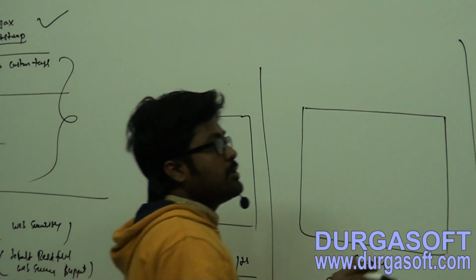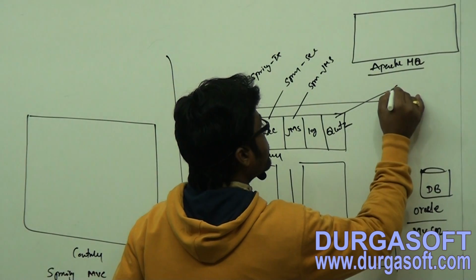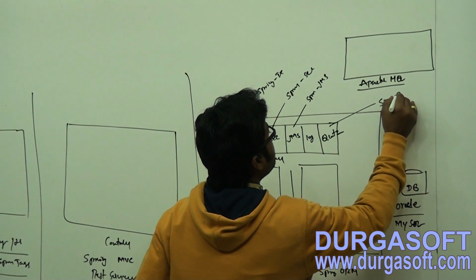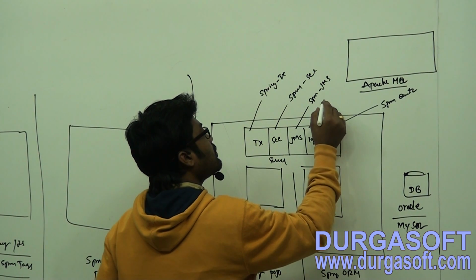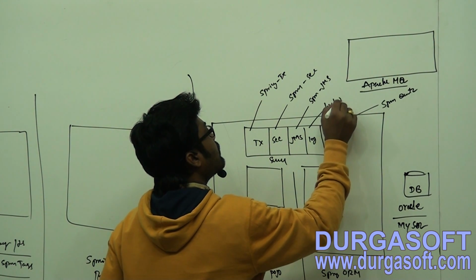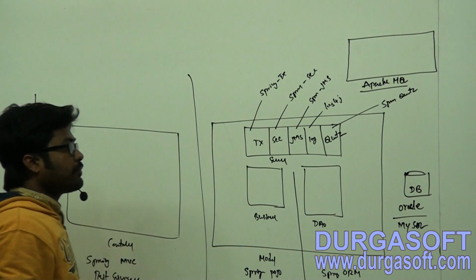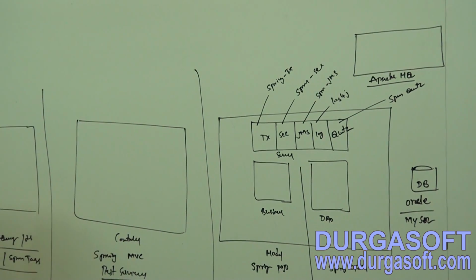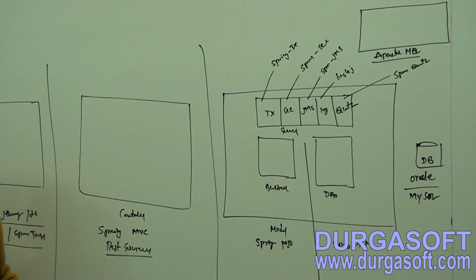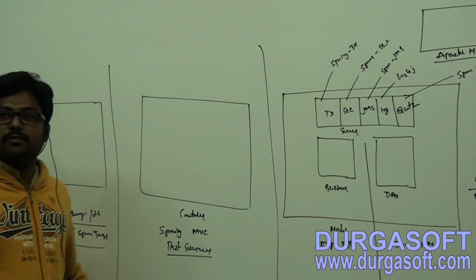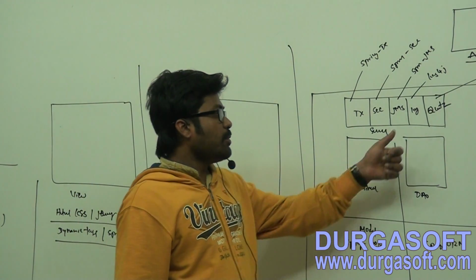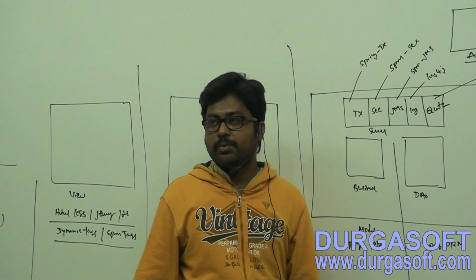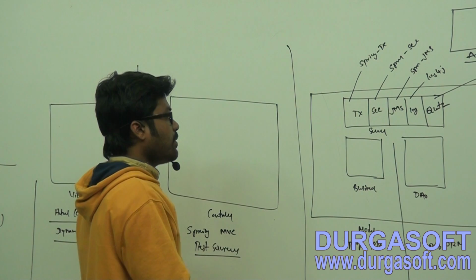And for Quartz, Spring gives a Quartz service. Spring Quartz I want to use here. For logging, simple log4j. Timer services: in a particular time interval, if you want to execute any service repeatedly, we require timer services. So Quartz implementations we also have from Spring.